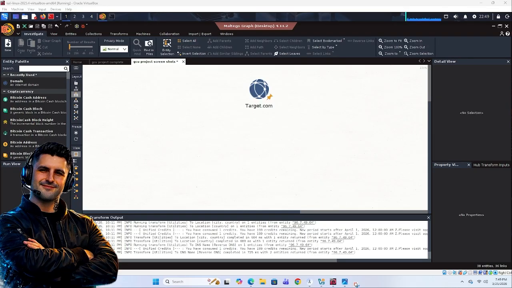I began by identifying the primary target domain, which is target.com. This serves as a starting point for the Maltego investigation because the domain can be expanded to reveal infrastructure relationships such as DNS records, email routing, and external service providers. Starting with the domain is important because it gives a foundation for mapping the organization's public-facing technical footprint.